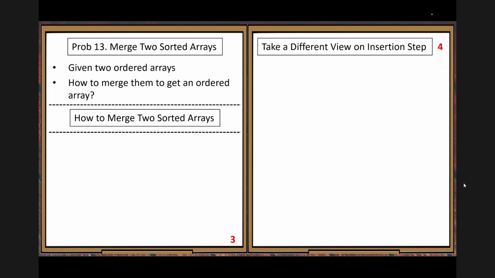So let's look at problem number 13, merge two sorted arrays. For the merge operation, it's simple, pretty simple. But we want to find a good solution. Later we can see that solution is optimal, although we will not prove it's optimal.